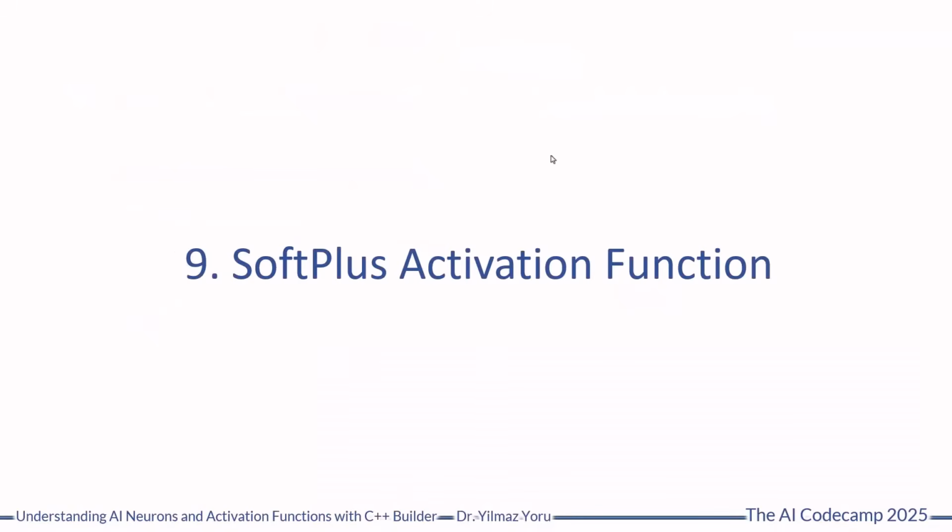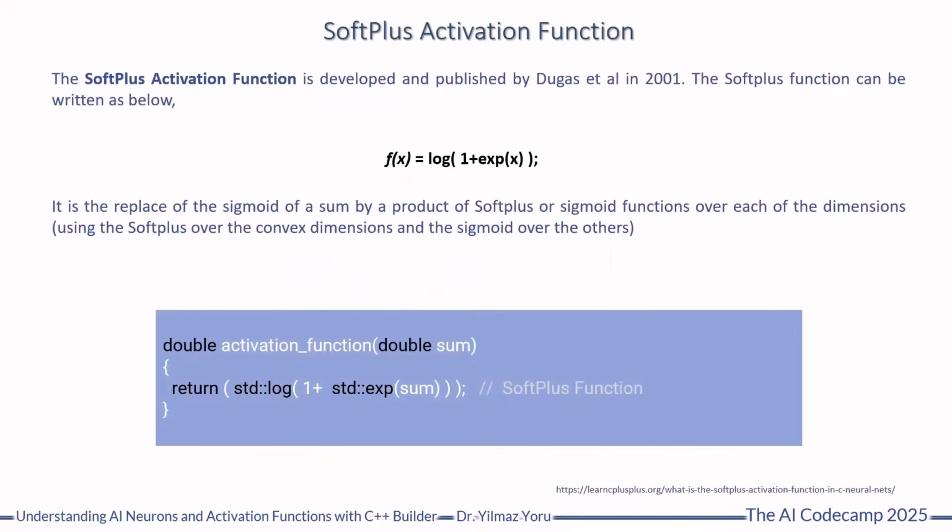And the other one is the softplus activation function. It was developed in 2001, and it replaces the sigmoid of a sum by a product of softplus or sigmoid functions over each of the dimensions. And here is an example of the softplus function in C++ as below. There is an exponential function and a logarithmic function used as a return.